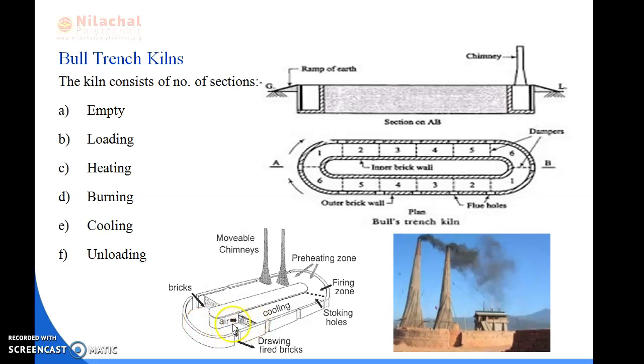You can see here it is unloaded from this, and after that the bricks are removed from the kiln. This is the diagram of the bull trench kiln. Here you can see the bull trench kiln diagram. Here the air is removed through the movable chimneys. Okay. Thank you.